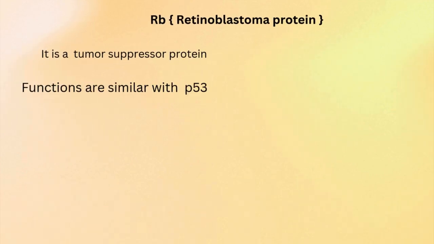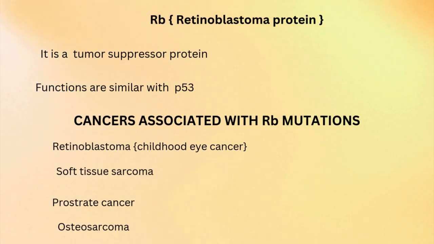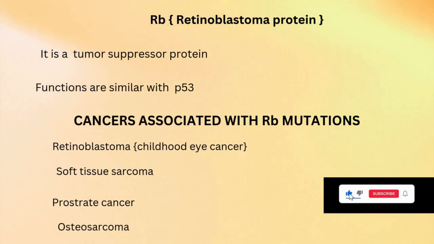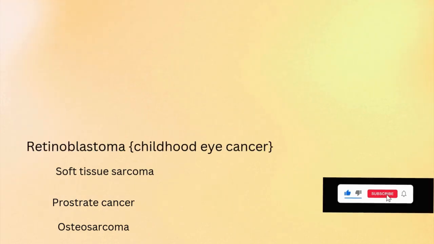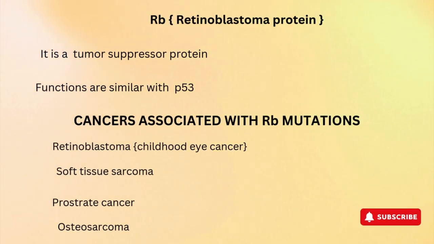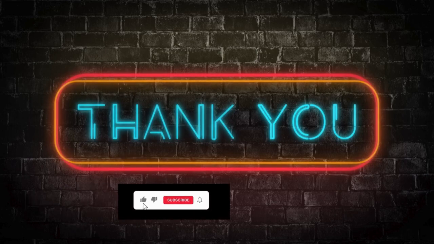Now we'll also see what cancers are associated with retinoblastoma, which is also a tumor suppressor protein. The functions of retinoblastoma are almost similar to p53. They are meant for protecting the body from cancer. Retinoblastoma, the name itself says, is a childhood eye cancer. Mutations in RB cause childhood cancer, soft tissue sarcoma, prostate cancer and bone cancer, osteosarcoma. These are the important cancers caused by the types of virus, and if the virus attacks the tumor suppressor proteins, this leads to different types of cancers.